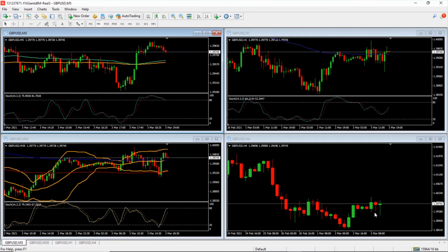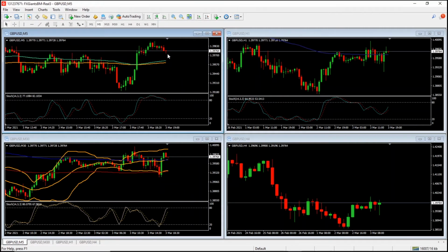This is 4 hours. It's an uptrend, and as you can see, the same applies here on the 1 hour time frame, and it also corresponds on the 30 minute time frame. But the 5 minute time frame is looking like a downtrend, but this is not a downtrend, it's just a correction. After a while it's going to pick up again, so we wait for it to pick up, then we join for the uptrend.